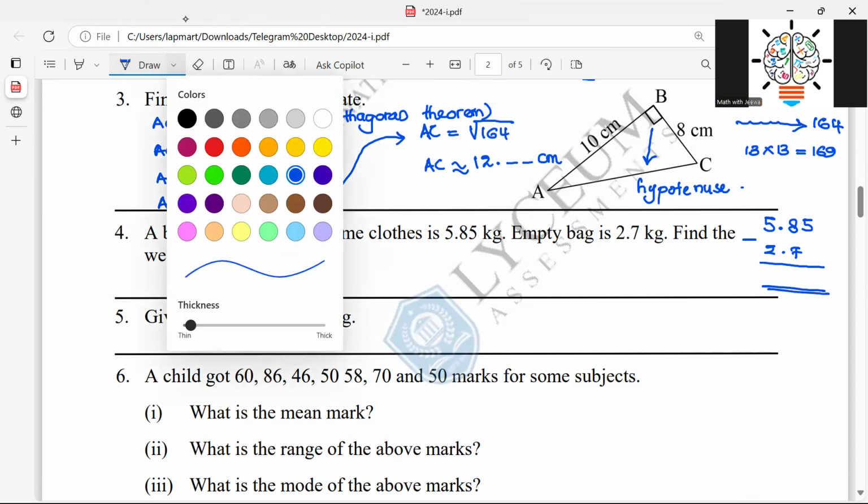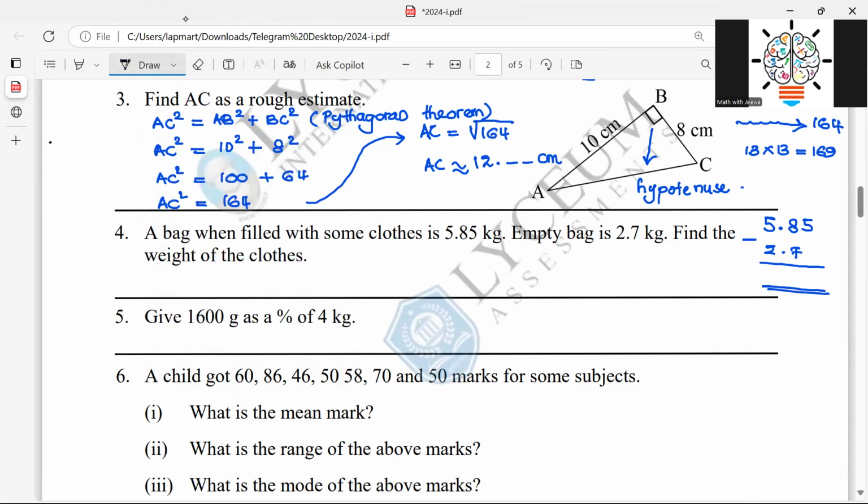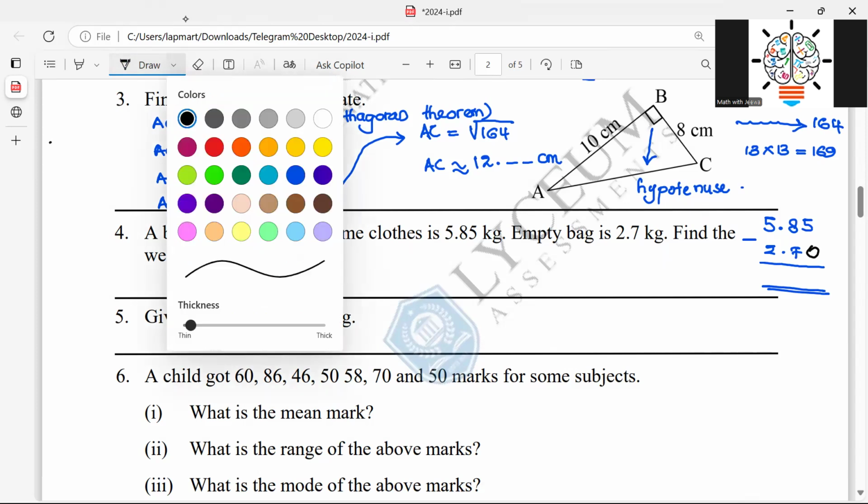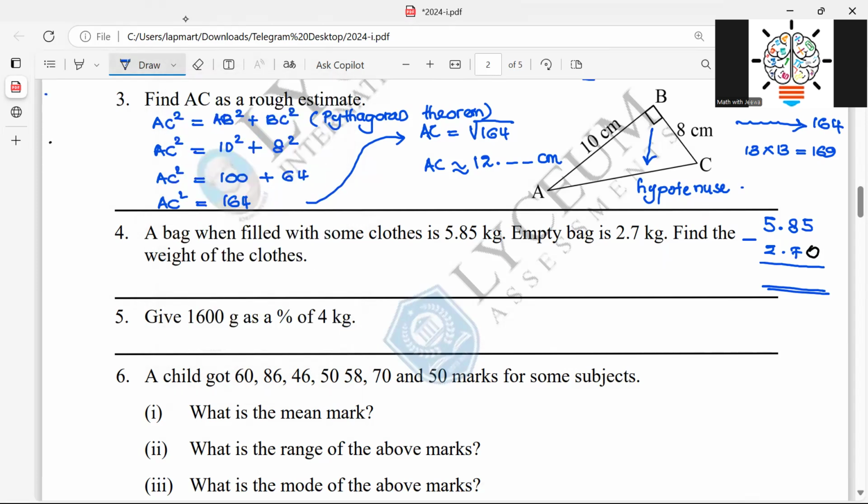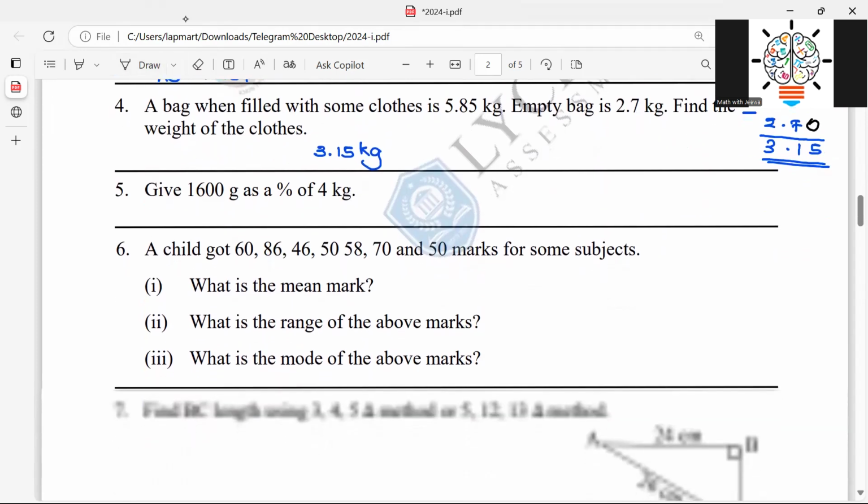But you can see that when you have written something like this, you can see a blank. If needed, you can put a 0 here. If not, it doesn't matter. As you wish, you can do this. So then 5 minus 0, it is 5. 8 minus 7, 1. 5 minus 2, 3, right? So then 3.15. The original weight is 5.85 with the clothes, and without the clothes 2.7. So then find the weight of the clothes. You can straight away write 3.15 kilograms. And you have shown the steps, the way you have taken the answers.